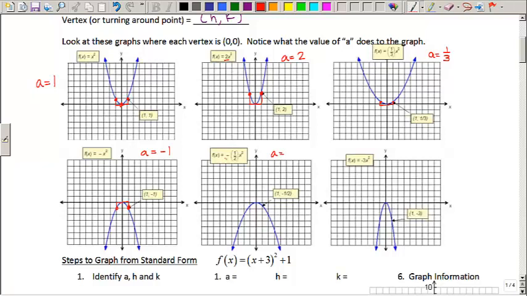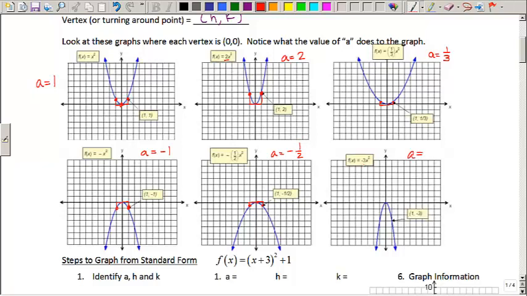On this next problem, I have a being negative 1/2. The negative tells me that I'm pointing down. The 1/2 tells me that from my vertex, I'm going right 1 and down only a half. Left 1 and down only a half. Down because it's negative, a half because that's my value.